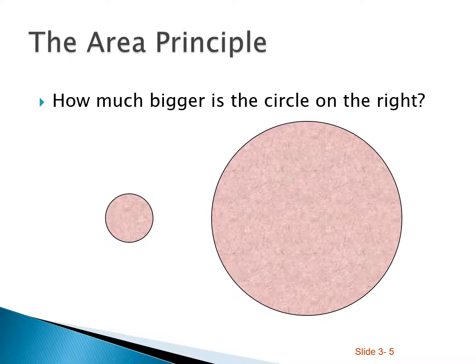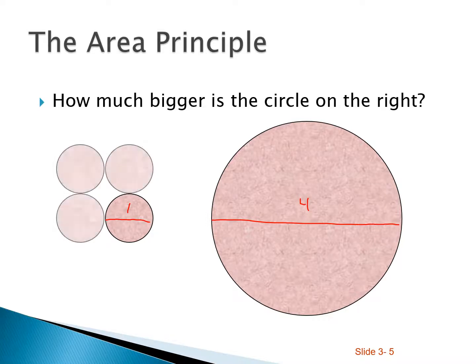And if we look just at the diameters, let's say we called the diameter of the circle on the left here 1. The diameter of the circle on the right is 4 times as big, so this would be 4. But that circle is not 4 times as big. In fact, if we put 4 circles there, we can see the circle on the right is a lot more than 4 times as big.